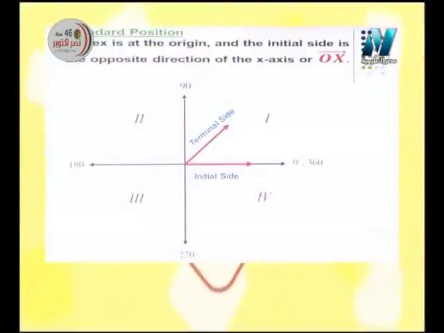This part we call the first quadrant, and this side we call the second quadrant. The first quadrant includes between 0 and 90 degrees. The second quadrant is between 90 and 180. The third quadrant includes between 180 and 270. The fourth quadrant includes between 270 and 360.